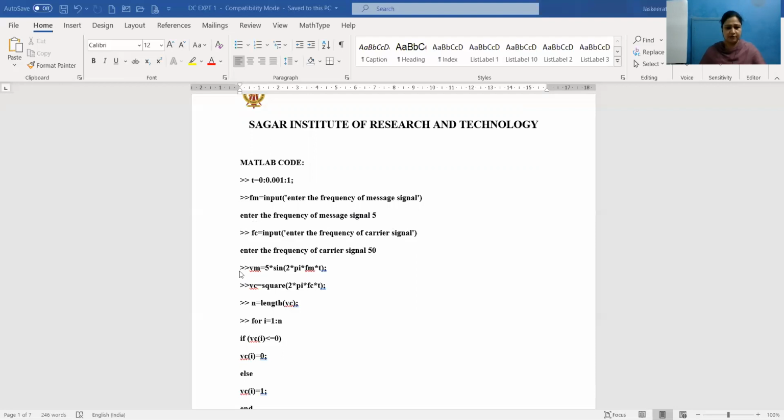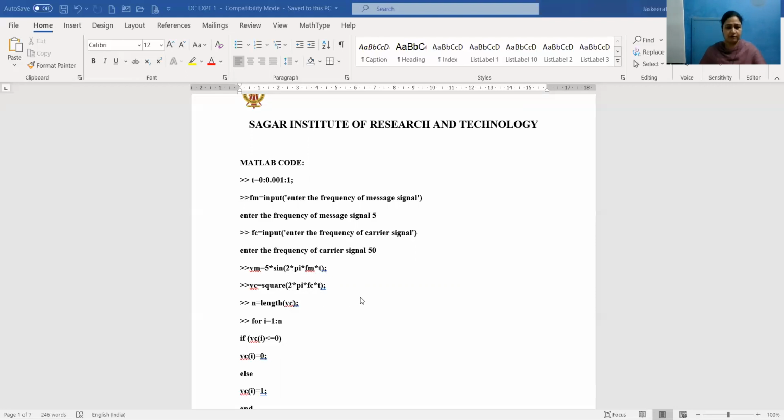Now, for defining message and carrier signal, I'll define its expression. Message signal is given by a sinusoid of frequency fm and amplitude 5. So Vm is given by 5 into sine 2 into pi into fm into t. Similarly, carrier signal is given by the square wave of frequency fc. So Vc is given by square 2 into pi into fc into t.